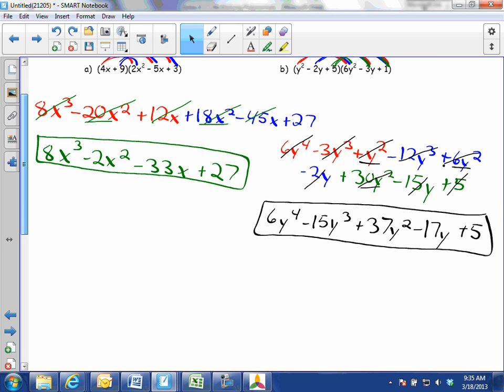I don't like the drawing problems because it takes so long to write them out, and it doesn't take that long to solve. Doesn't take that long.